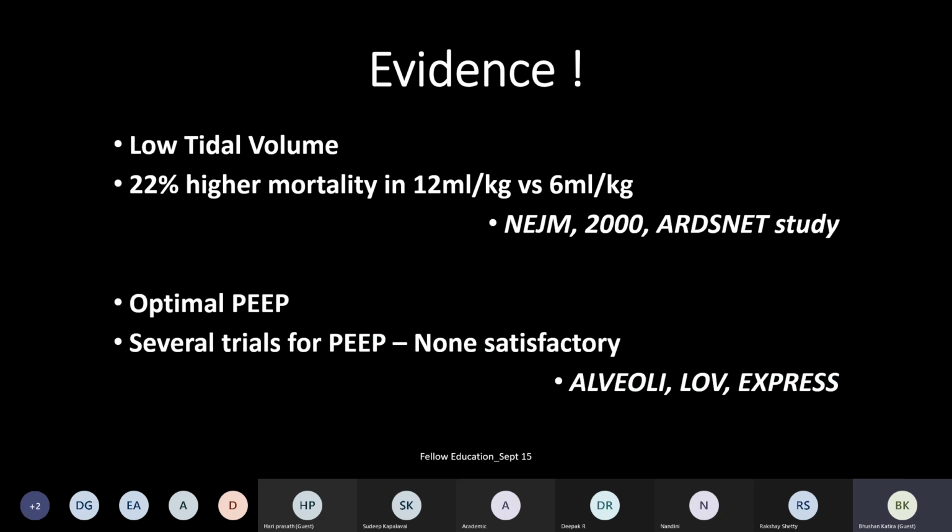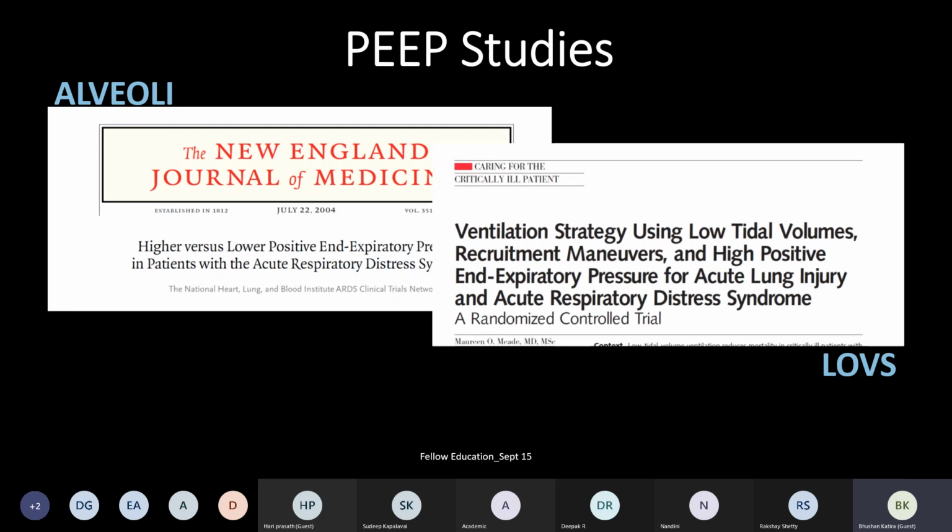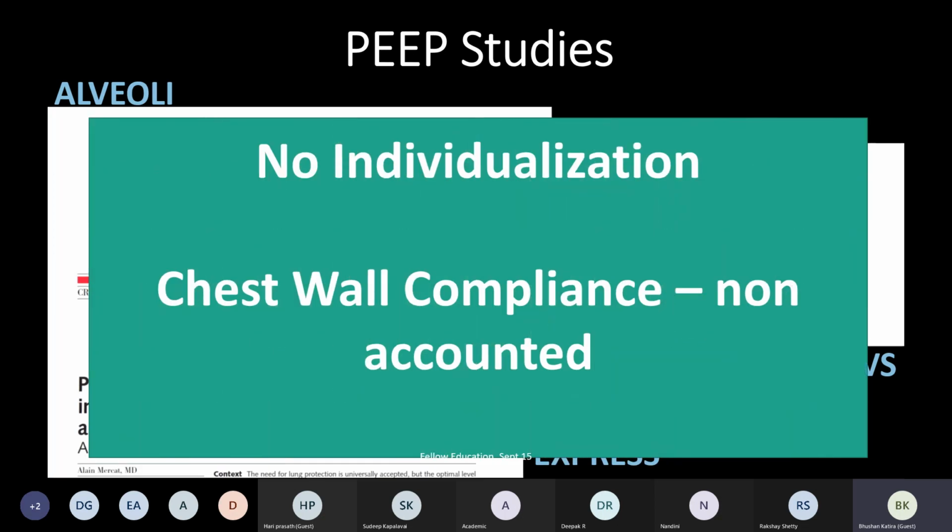But if we give 12 ml per kilo or even 6 ml per kilo without adequate PEEP, it may still be opening and closing, and therefore a lot of studies have been done to figure out what that optimal PEEP is. But we haven't really found a good answer to this. This one did not show any difference between high and low PEEP. This did not show much difference, and even this one. Why is that? Because none of these studies considered individualization of PEEP for the patient.